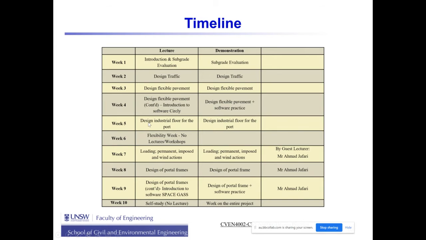In week 5, we will go through the design of the industrial floor for the terminal. Week 6 is the flexibility week. We don't have any lecture and demonstration class. In week 7, we focus on determination of the loads applied to the warehouse. The loads are the dead load, live load, and also the wind load. We are not going to consider earthquake loading because that's not a major load in Australia. The major dynamic load applied is wind load. And weeks 8 and 9 would be about the design of the warehouse.